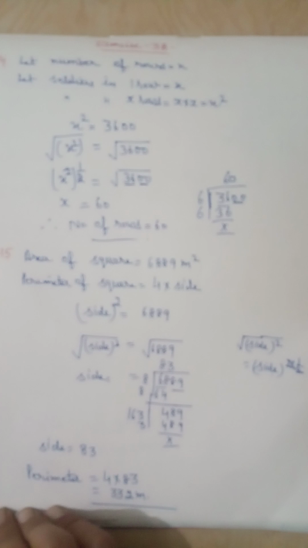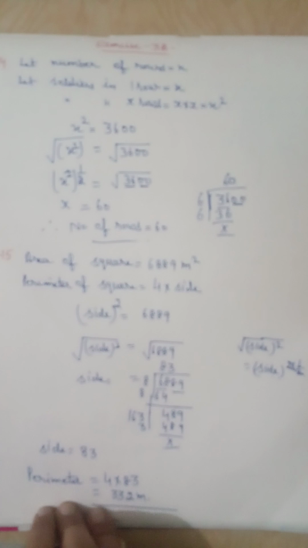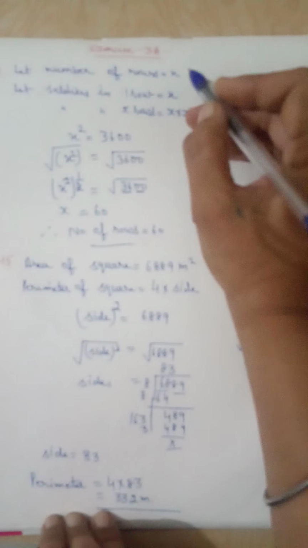Now we are doing the statement sum of exercise 3b. Now discussion number 14. 3600 soldiers are asked to stand in different rows. Every row has as many soldiers as there are rows. Find the number of rows. Now what we have to do? We have to find the number of rows. So we say let the number of rows be x.